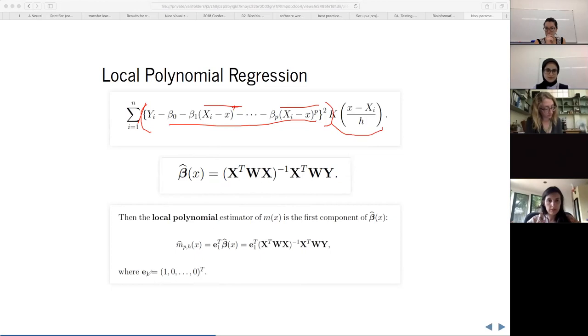So it's just this unit vector. By unit, I just mean that the first is 1, and the rest of them are 0. So you're doing only the first component of this, which is your local polynomial regression, i.e. your estimate of m hat. So far, so good.